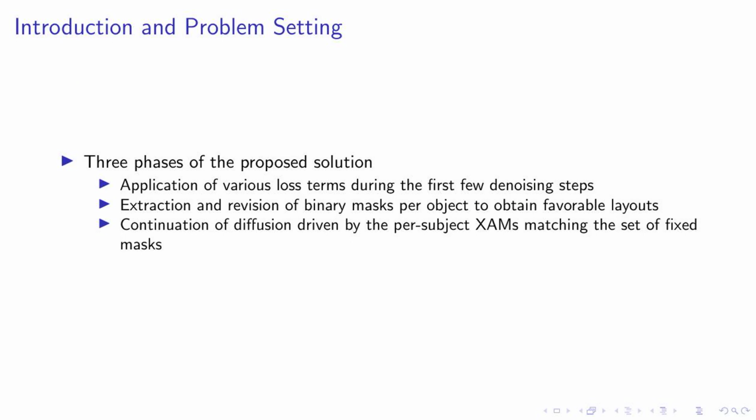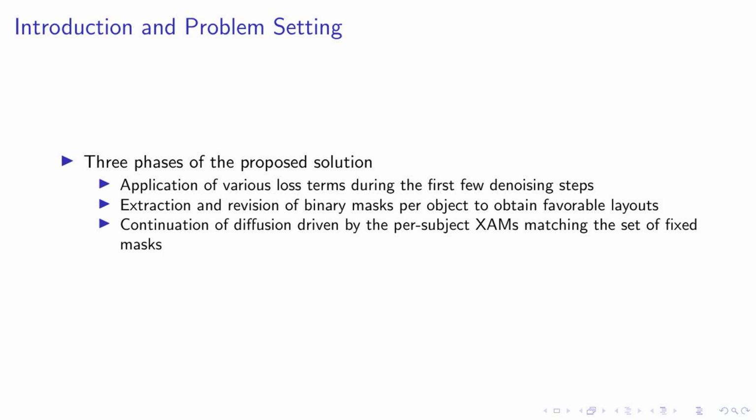On this slide, we delve into the three-phase solution we've proposed to tackle the challenges of subject neglect and blending in text-to-image synthesis. Firstly, we apply various loss terms during the initial denoising steps. This encourages the cross-attention maps, or XAMs, associated with each subject to be excited, yet distinct from other subjects. Secondly, we extract binary masks for each object and revise these masks to achieve more favorable layouts. This involves shifting some objects and readjusting the latent space of the diffusion model to match these optimized masks.